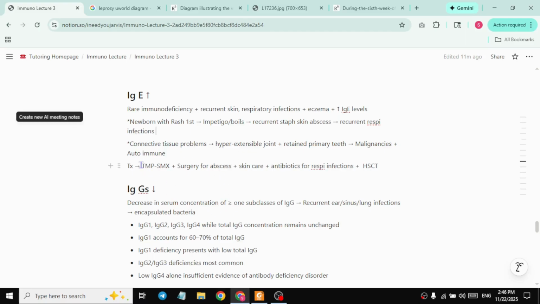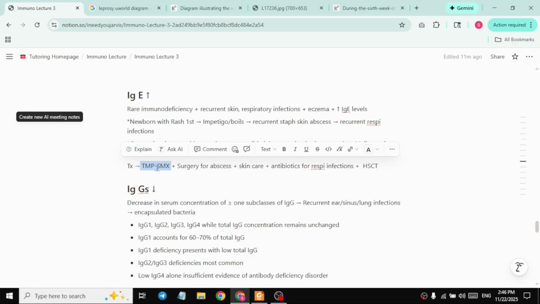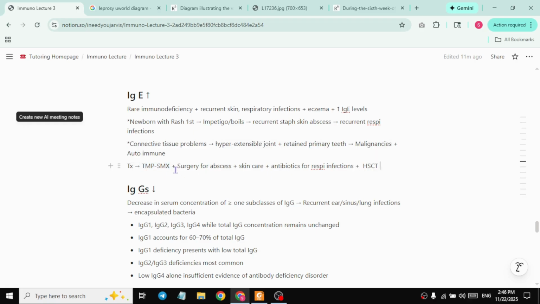The treatment, right? Treatment is to give them antibiotics. One of the main antibiotics that you can use for these types of bacteria is TMP-SMX, right? Do surgery for the abscess, perform skin care, right? Make sure they have all the necessary emollients so their skin does not dry out.